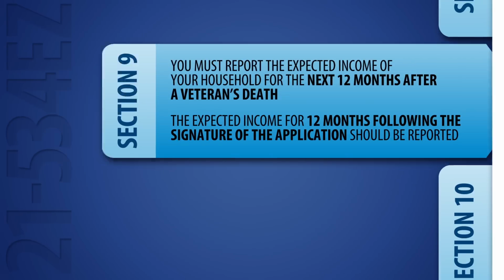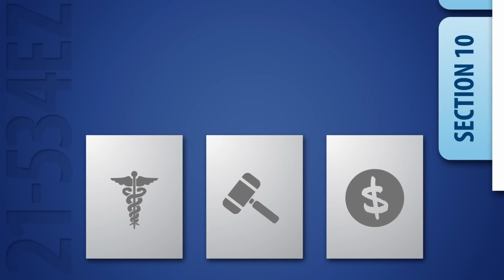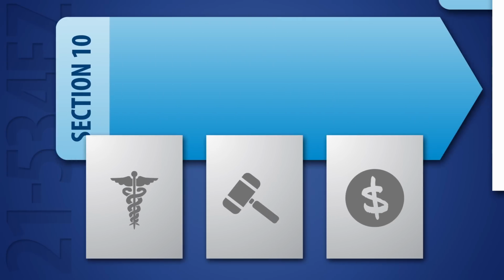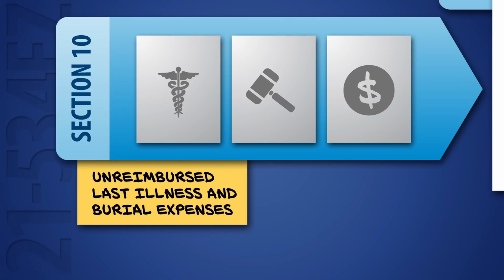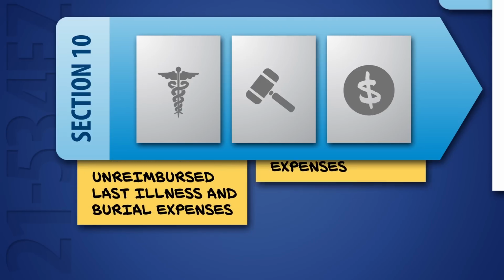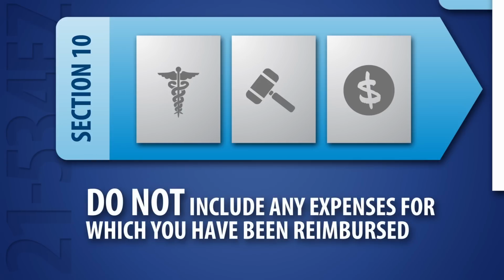You will also need to provide any medical, legal, or other unreimbursed expenses that may be deductible from your income in Section 10. This includes a Medicare deduction you paid for yourself or for your relatives who live in your household. Unreimbursed last illness and burial expenses, in addition to educational or vocational rehabilitation expenses, should also be listed. Do not include any expenses for which you have been reimbursed.